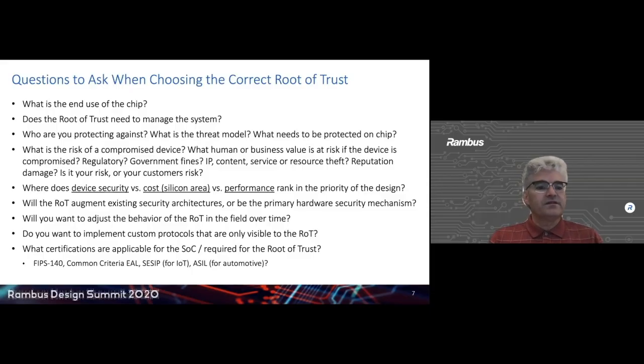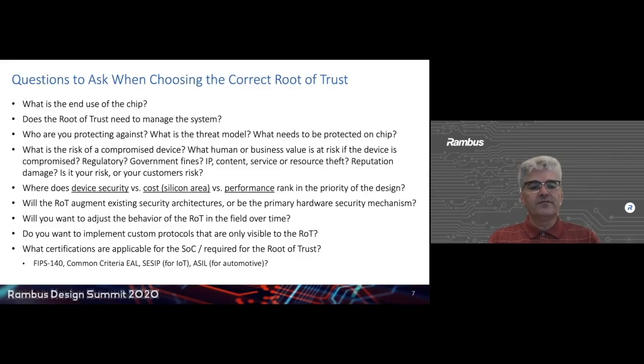Another important question in order to choose properly is, where do device security versus cost versus performance rank in the priority of the design? We have already passed the mindset that security is an afterthought. We now have very good examples where security is designed in the architectural phase, where it should never be an afterthought, but still there are these trade-offs. And will the root of trust augment existing security architectures? Is there already something present that you want to build upon, that you need compatibility with? Or is it the primary hardware security mechanism?